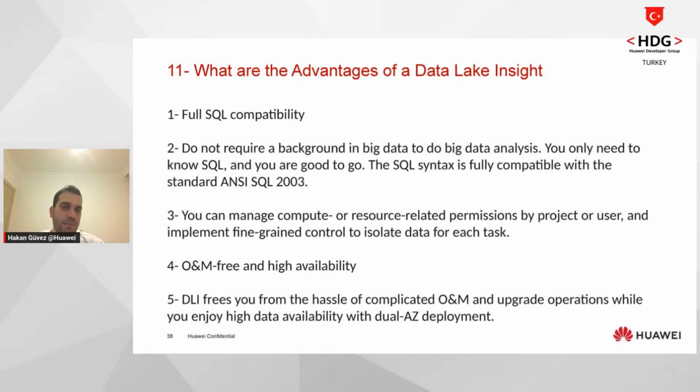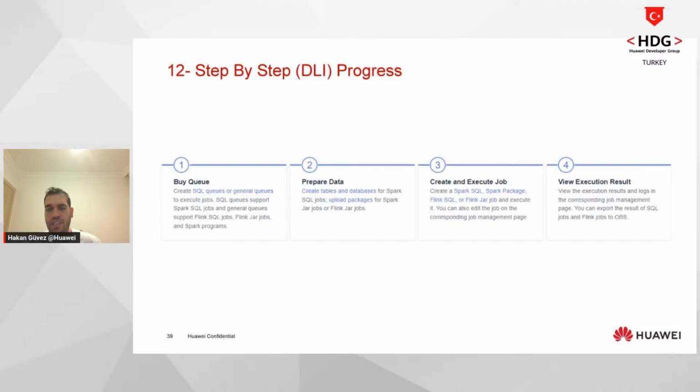The second is high availability, which is important. The third bullet is about the IAM side. Last, the availability with the dual-AZ deployment is the critical point of this service. So here we go.